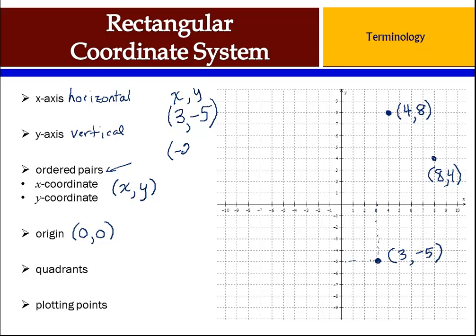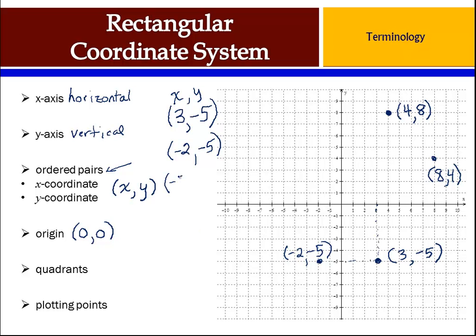Let's do another one. (-2, -5). In this case, x is -2, so starting again at the origin go to -2, and then down to -5 would be here. (-2, -5).